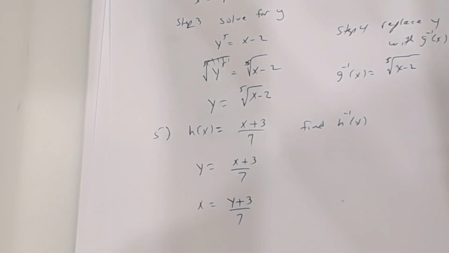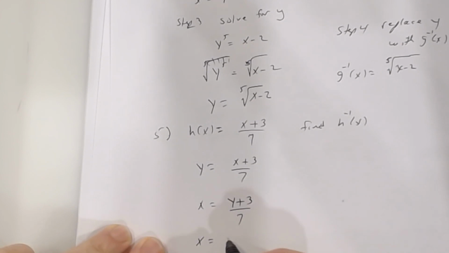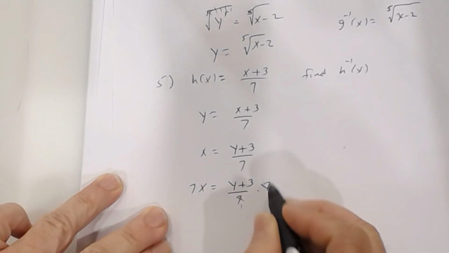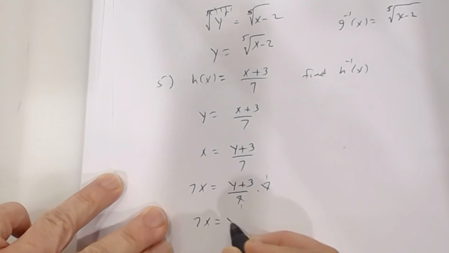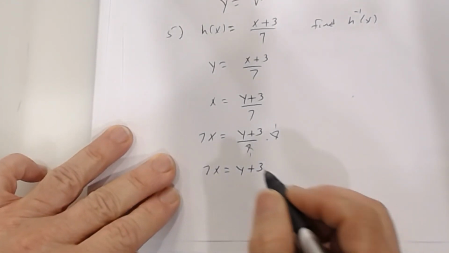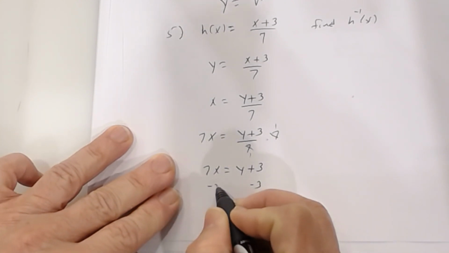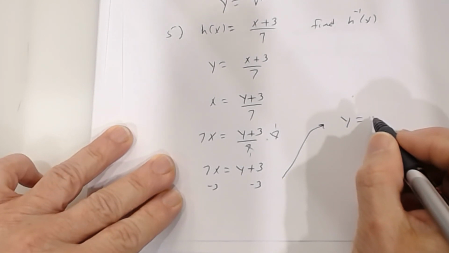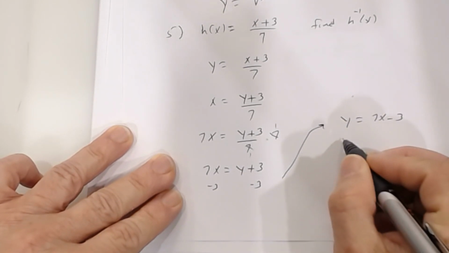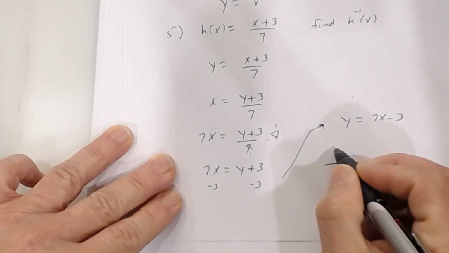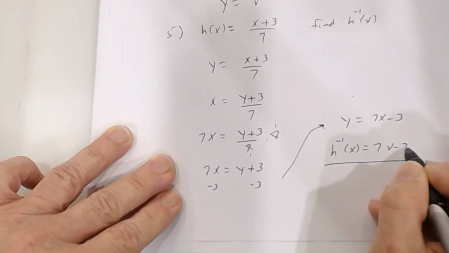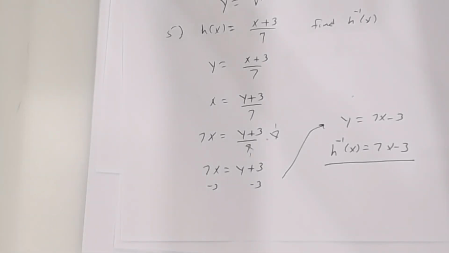So I'm going to clear the fractions. I'm going to rewrite this over. Times 7, times 7. So 7x, the 7s here divide out. So you get 7x equals y plus 3. And then finally, subtract 3. So y equals 7x minus 3. And so in the blank, you're going to say h inverse of x equals 7x minus 3. Okay? So that's the algebraic approach.